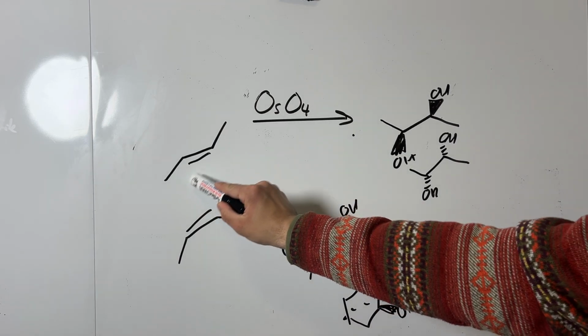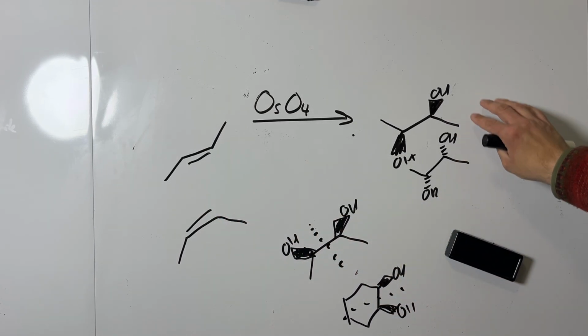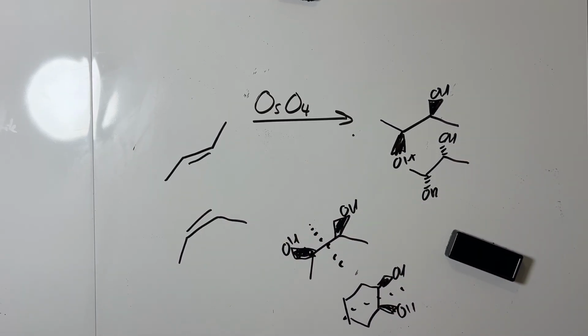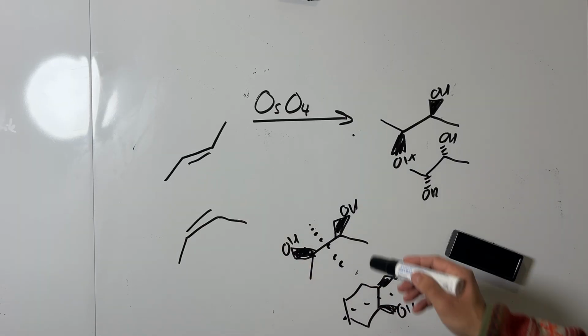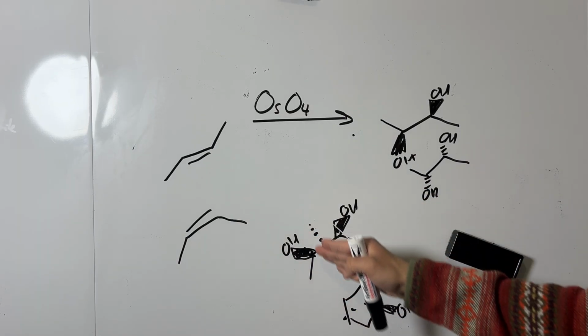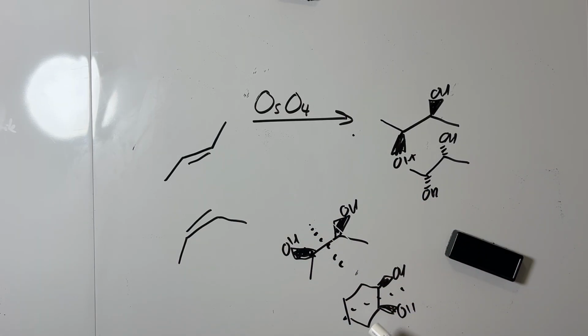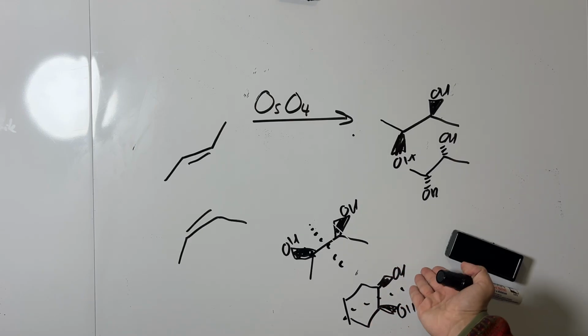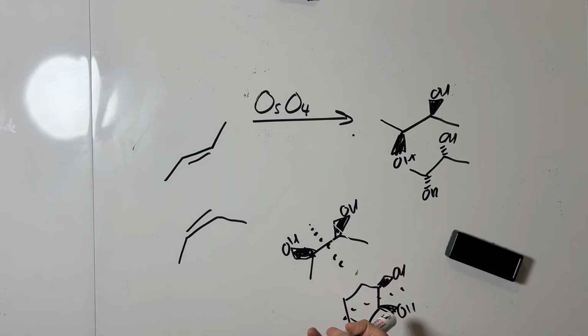Remember, trans alkene gives us the racemic mixture, because we have 50-50 of each enantiomer. The cis alkene gives us that meso compound, with that internal plane of symmetry. Same where we have a cyclic system: it's locked rotation, and we have that meso molecule because we have that internal plane of symmetry.